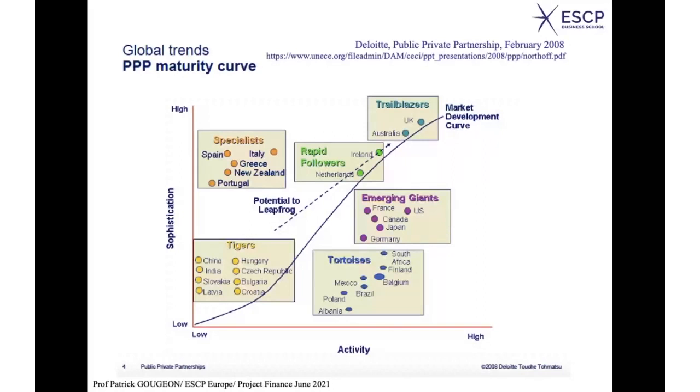If you are on the top, on the vertical axis, it means you are looking at sophisticated, very complex types of public-private partnerships, okay? And you have a curve like this, meaning that usually countries will start at the lowest level with a small activity in very simple types of cases, with more complexity in the end and more activity, okay? So you have different countries which are positioned here, okay?